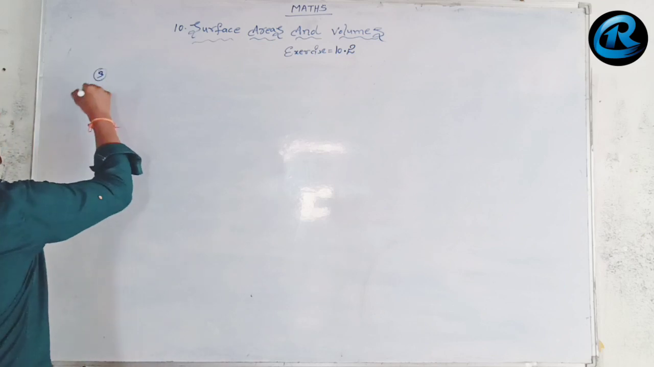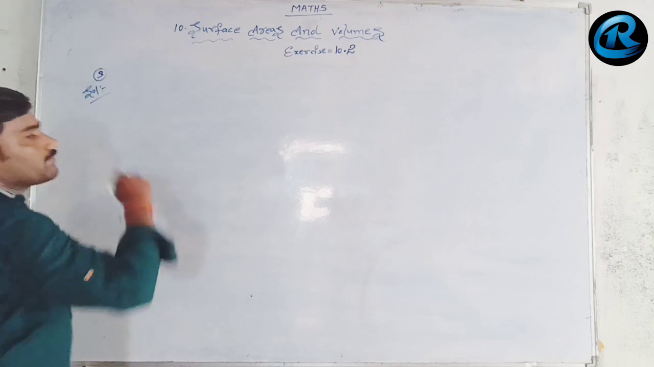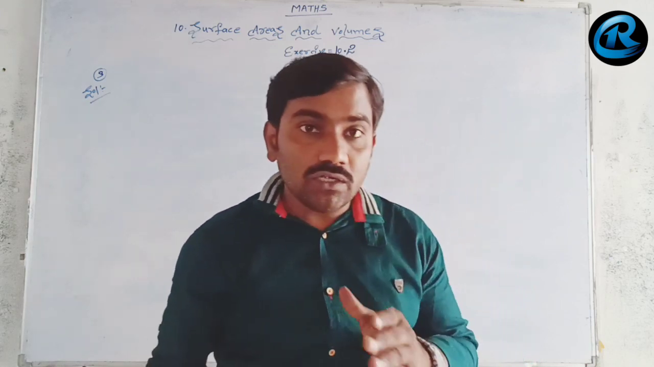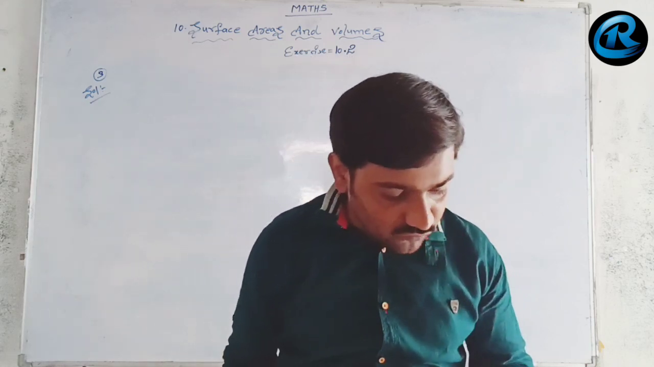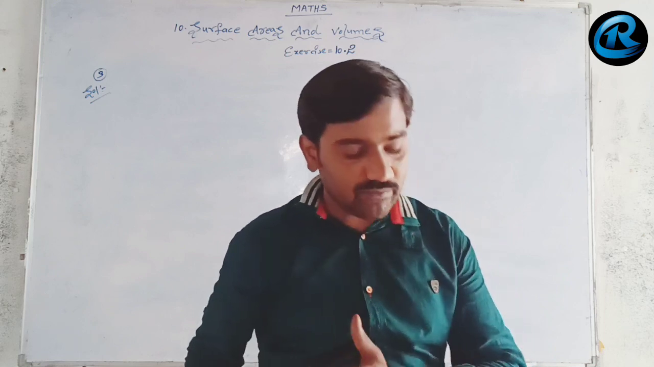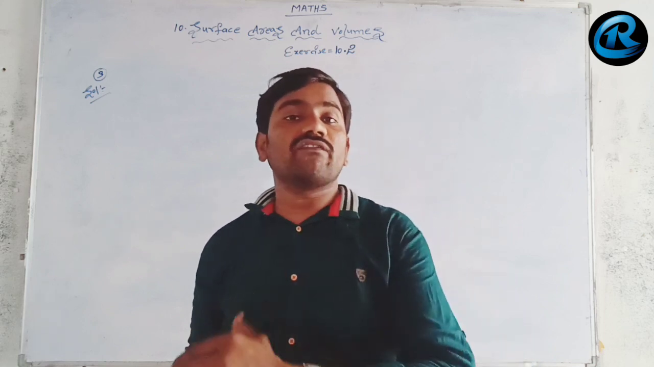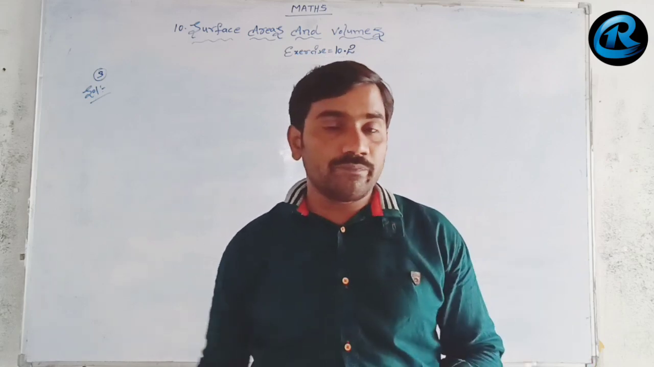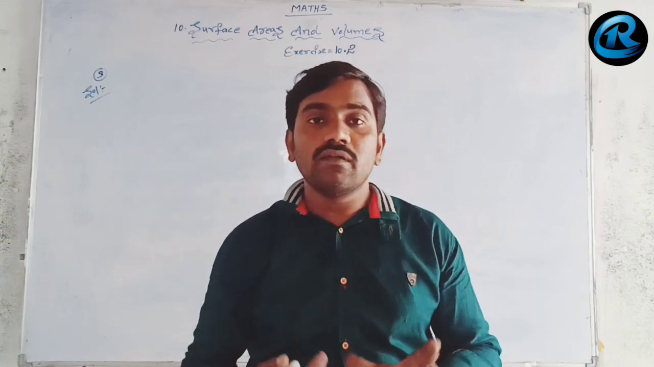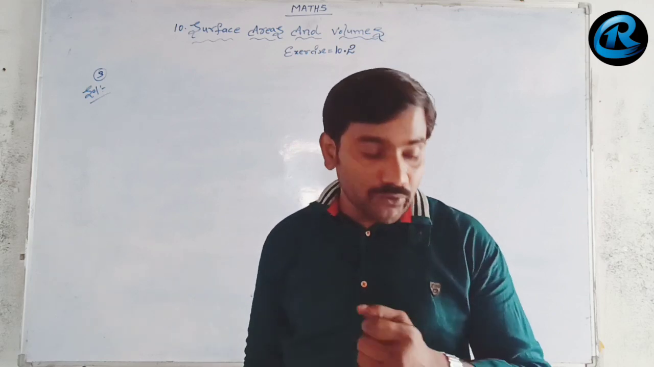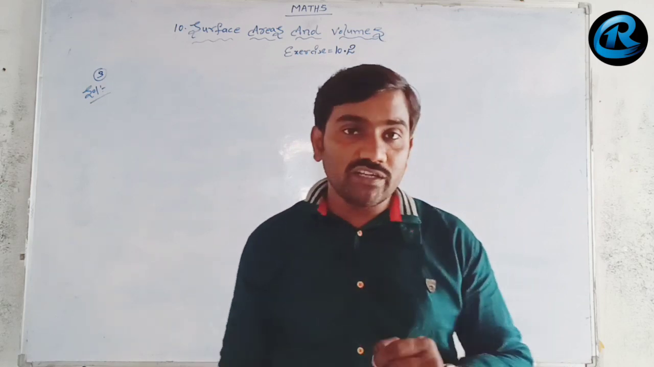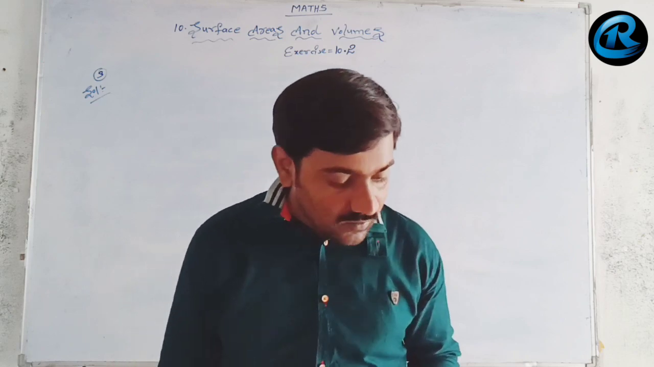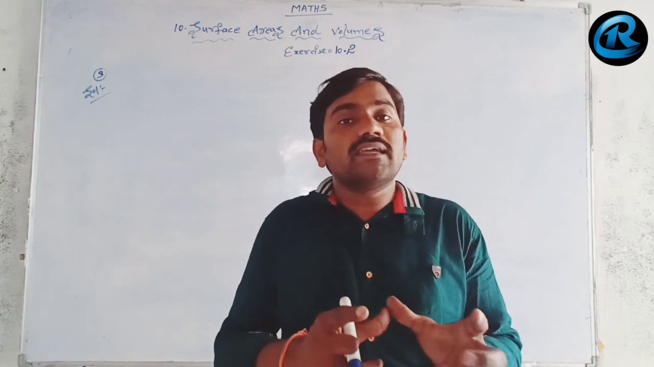The question number 3 is that, see, a metal cuboid of dimension 22 centimeters into 15 centimeters into 7.5 centimeters, that is length, breadth, height of a cuboid is given. A metal cuboid of dimensions 22 centimeters into 15 centimeters into 7.5 centimeters was melted.